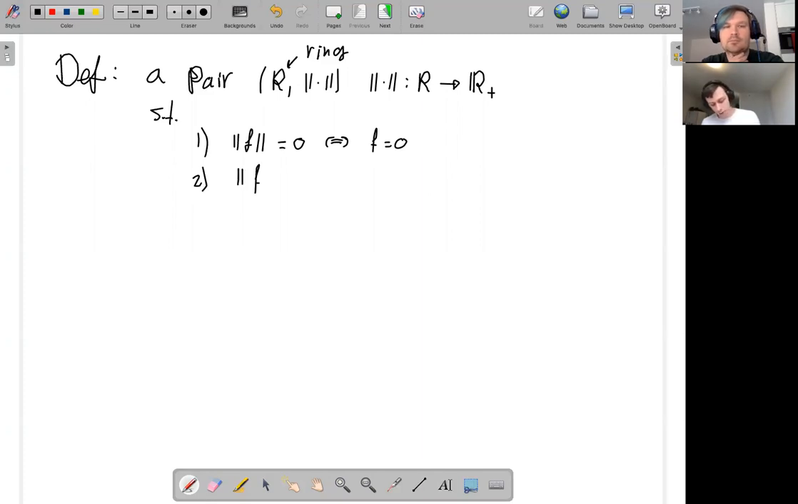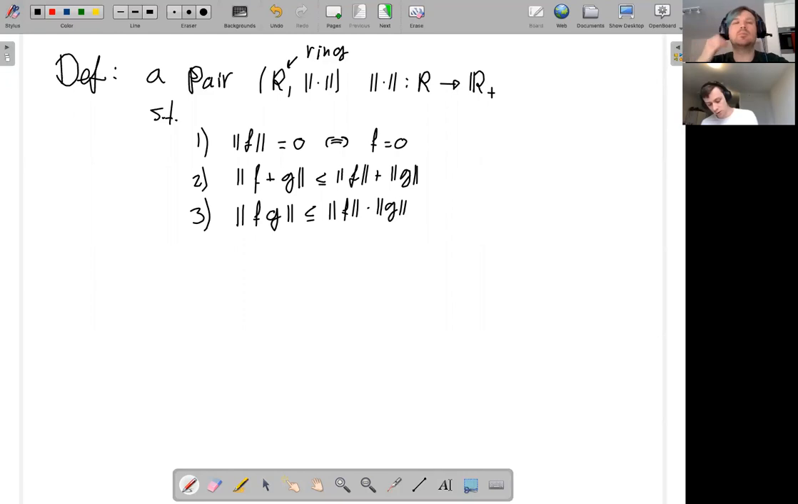Second, you have the triangle inequality. And third, it's semi-multiplicative, so it's not an equality in general. Or sub-multiplicative, I guess it's called, not semi. And fourth, R is complete with respect to the topology induced by this norm.